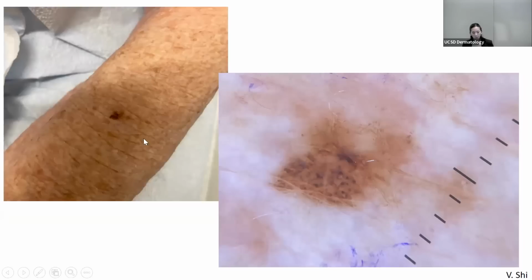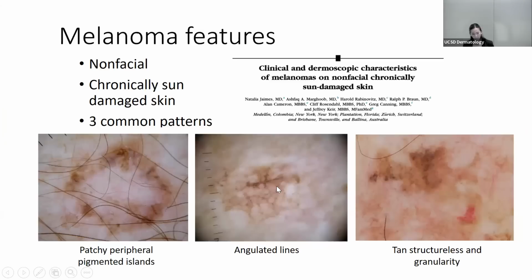And then this was an older patient, definitely over 50, on an extremity, and had these, I wouldn't call these peripheral globules, they're not, but just these globules only in one half of the lesion. So not throughout the whole lesion, and this was an MIS.